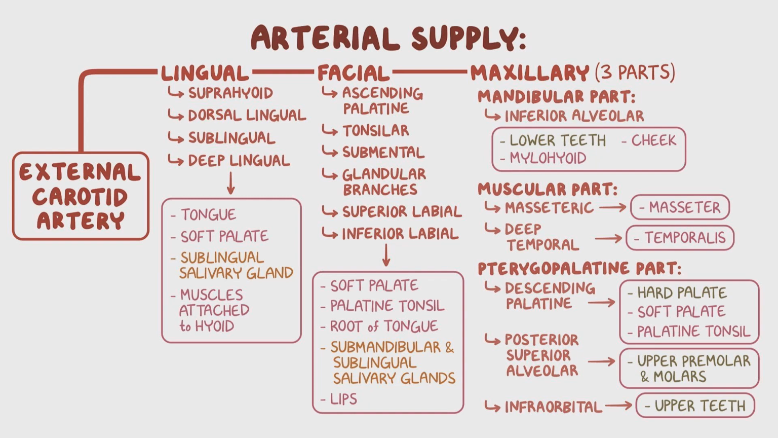The dorsal lingual, sublingual and the deep lingual, they supply what? The tongue. Lingual, so you can remember tongue, soft palate and the sublingual gland. Now the facial gives away the ascending palatine, tonsillar, submental, glandular branches, superior labial and the inferior labial. They supply the soft palate, palatine tonsil, root of tongue, submandibular and sublingual salivary glands and the lips.